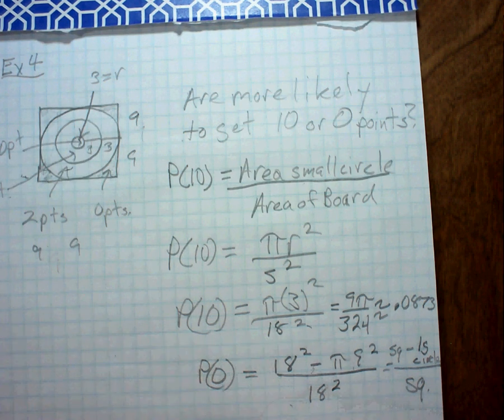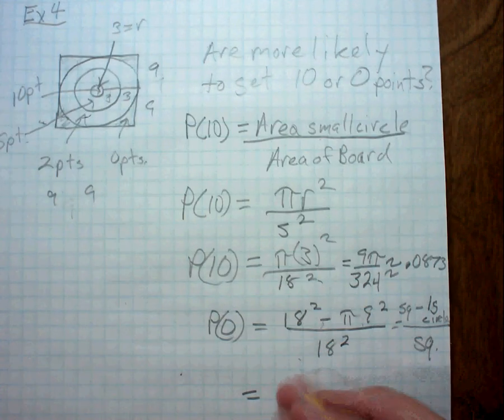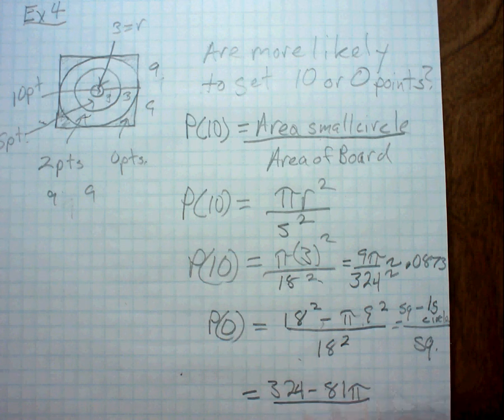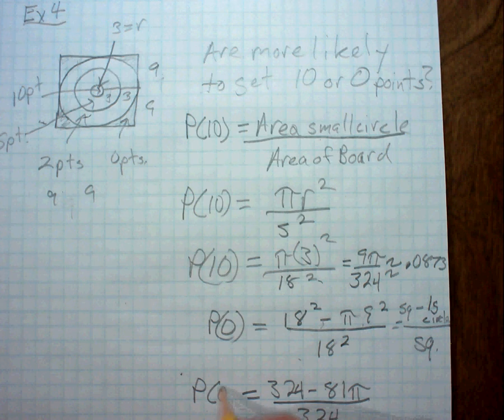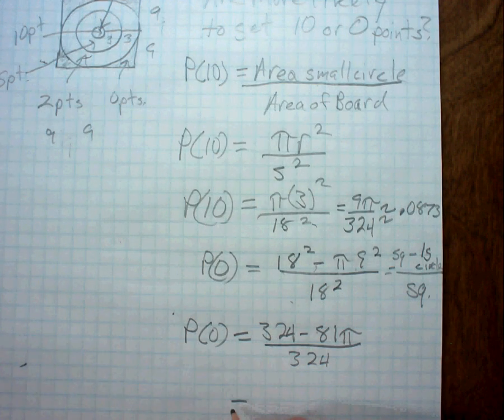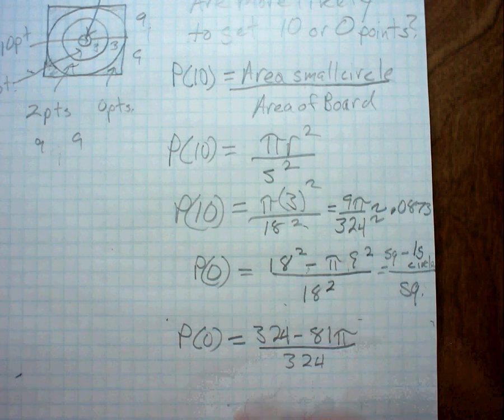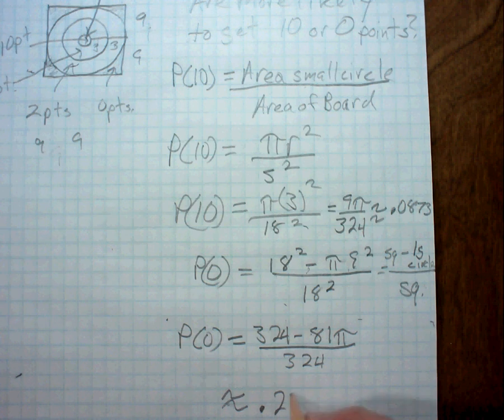So now what I end up with is 324 minus 81 pi, all over 324. That's the probability of getting a 0, which, if you plug that in a calculator, reduces down to 0.215.